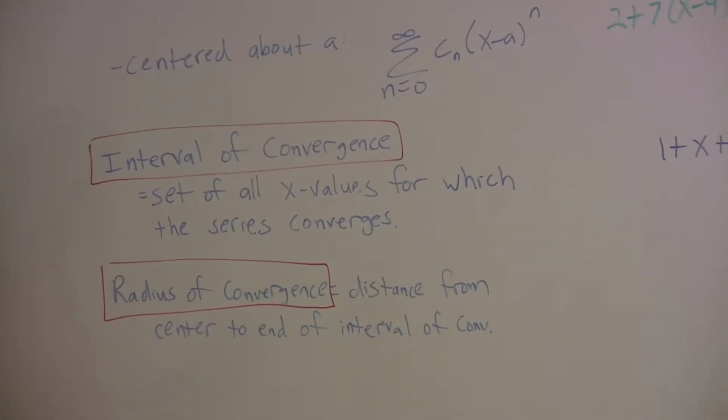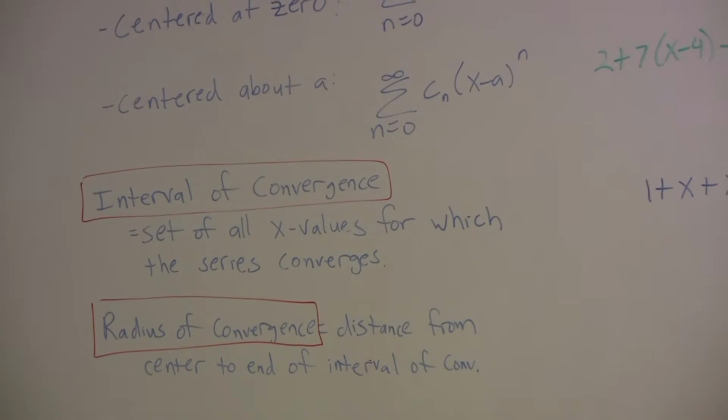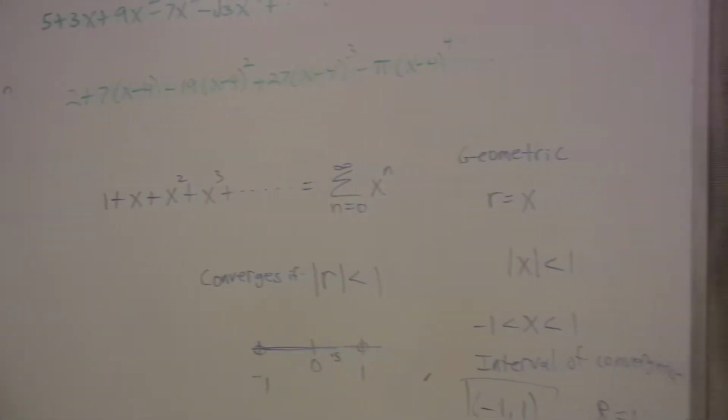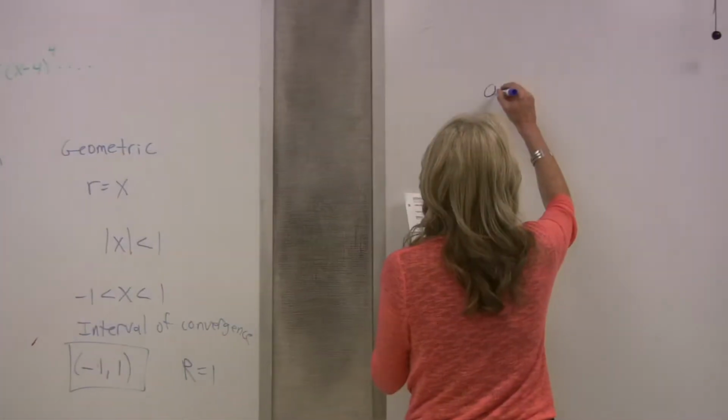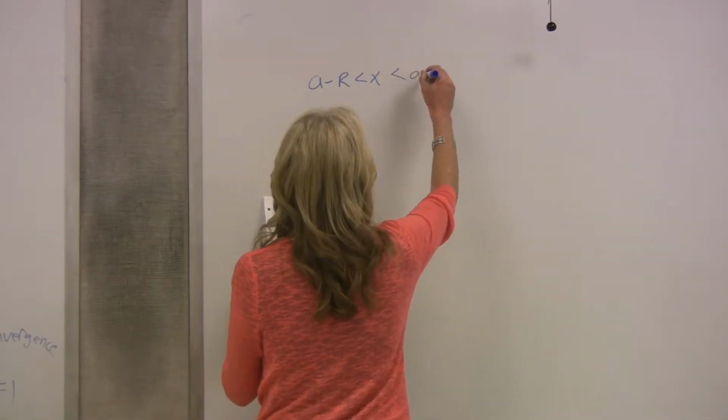Questions there? So the next line on your notes, it's all scary, confusing looking with lots of notation. It says a minus R is less than x is less than a plus R.